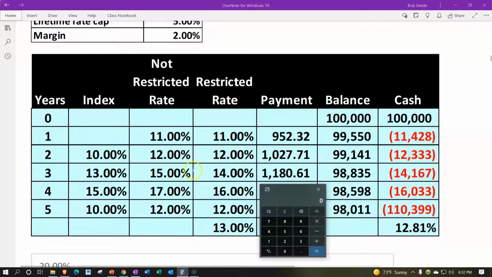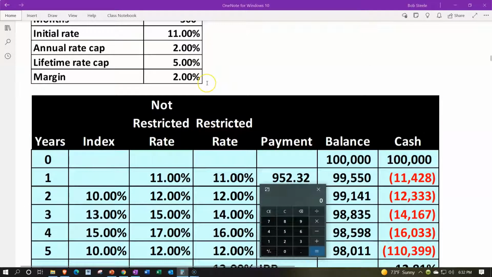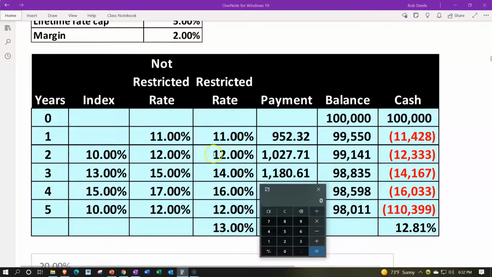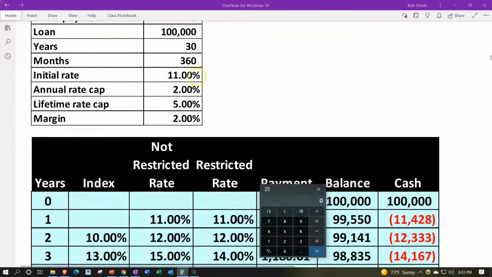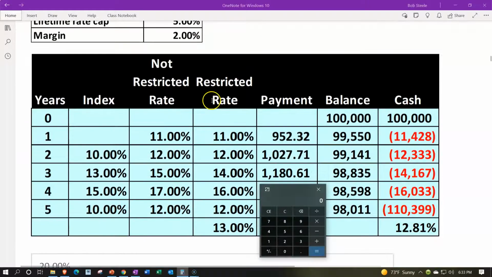Third one, the index went up to 15 and we were at 12 before. If I pull my fingers out here, 12 to 15, that's 3, and there's a cap of 2. So we can't do that. Therefore, we're not going to go up to the 15, but rather only be increased by 2 due to the cap. We're not at the lifetime cap, which once again is 11 plus 5, or 16. So we're still under that one.